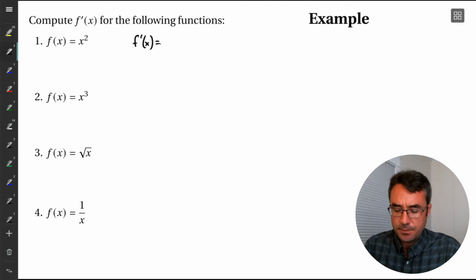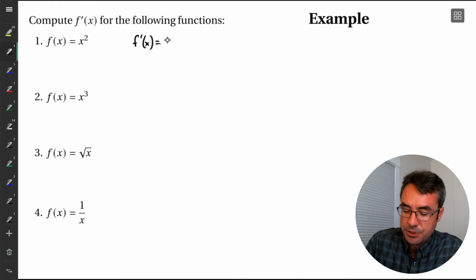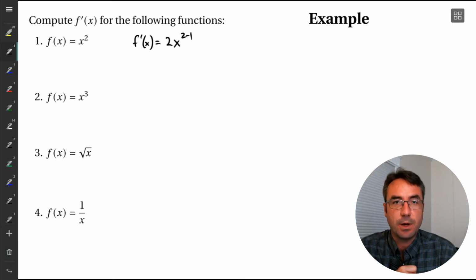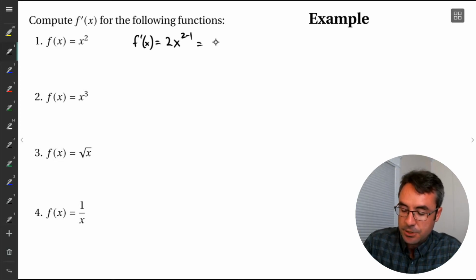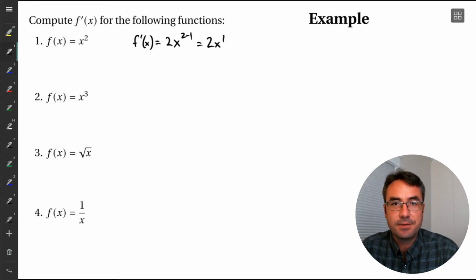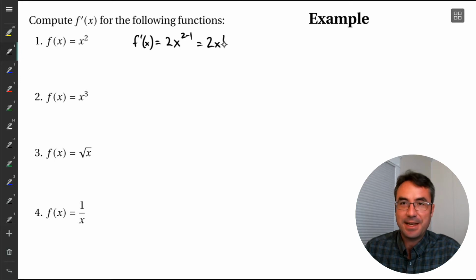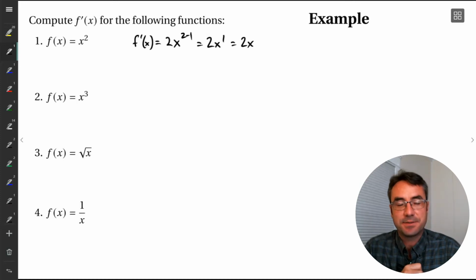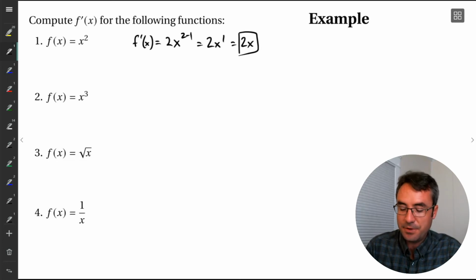So how does this work? Well, we're going to take this old exponent, which is 2, put it in front, keep our variable the same, and then subtract 1 from the exponent, so 2 minus 1. Do the subtraction, we end up with 2 times x raised to the power 1. And being a little silly here, we don't normally write x raised to the 1. It's understood that that 1 is there. So we would just write this as 2x. All right, so there's our derivative of x squared.